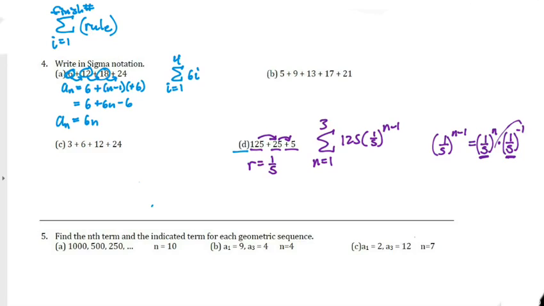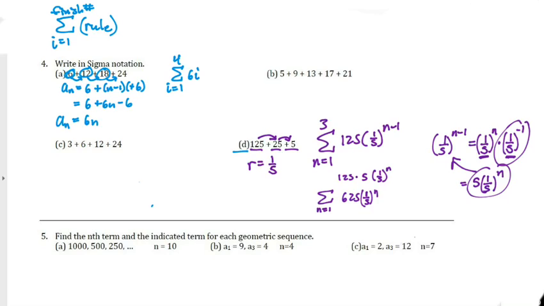So what is this though? What is 1/5 raised to the negative 1? That's a 5. And so I have 5 times 1 over 5 raised to the n. Okay, so this is the same as this. And so if I replace this guy with that, if I do some substitution here, it would be 125 times 5 times 1 over 5 raised to the n. What is 125 times 5? 625. So 625 times 1/5 raised to the n is the same thing. What we just did is created the same rule. It just looks different. So this is right, and this guy is right. They're both correct.